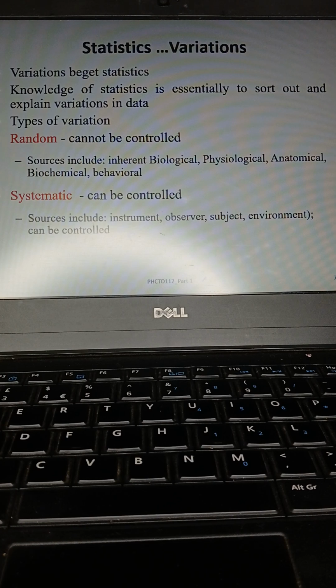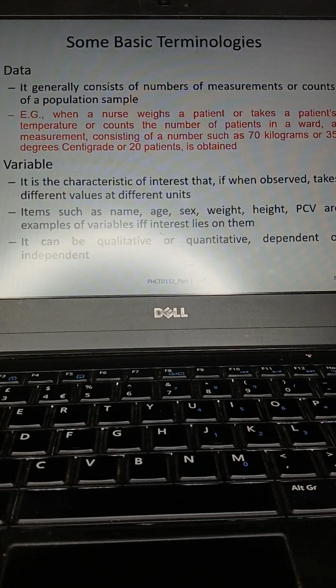Is there a way you want to control a physiological part of the people? No. You cannot control the anatomical part as well. But when it comes to systematic, this can be controlled, which can be in terms of instruments, observer, the subject, the environment. These are types of variation, the random and systematic.